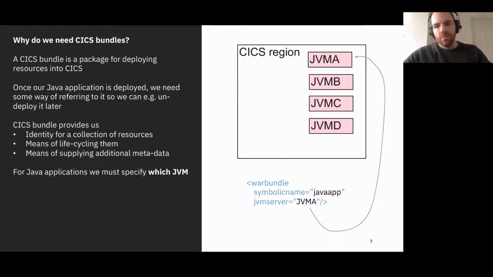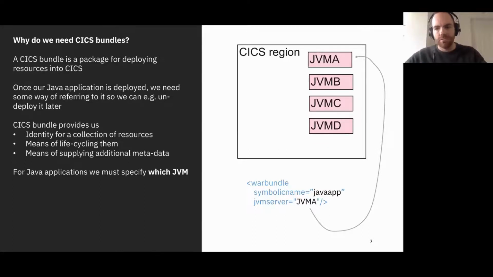So why do we need CICS bundles? A CICS bundle is, as I said, a packaging entity for deploying resources into CICS. It provides a kind of handle for CICS. That's the way we register a bunch of different components all together so that we can lifecycle them as one entity within CICS. Typically, as I'll show in some examples later, we'll be using a CICS bundle to wrap one Java application. You can put a whole variety of different things in a CICS bundle and then manage all those resources as one thing.